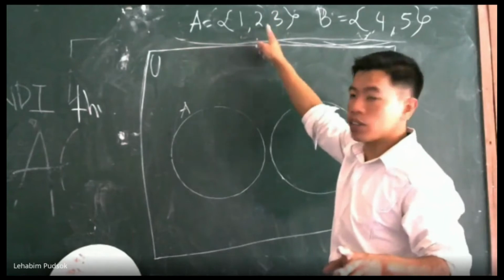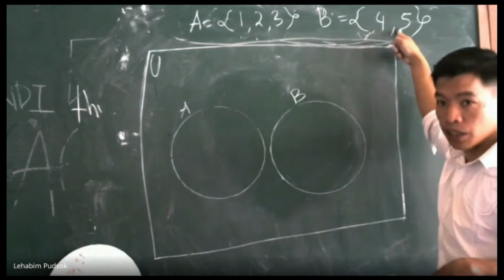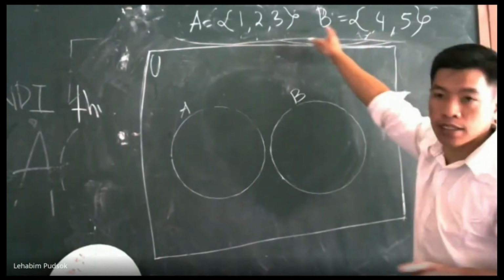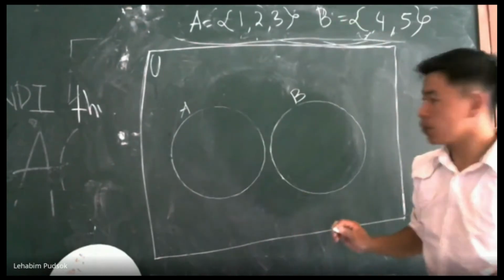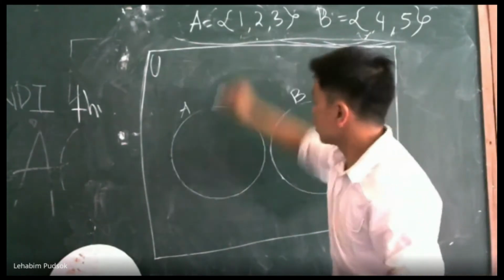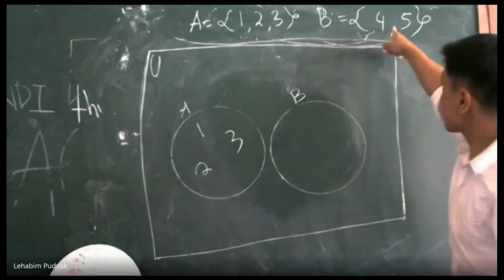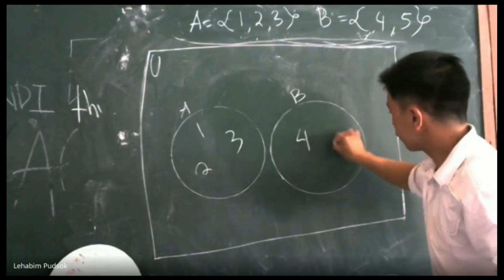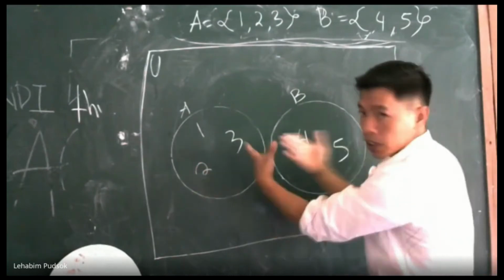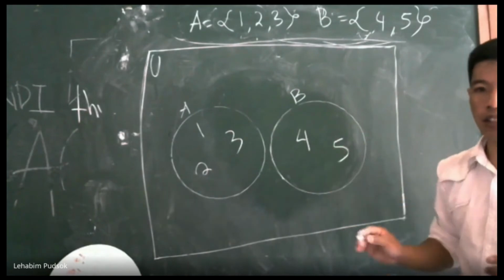There is no 4 here, there is no 5 here, there is no 1, 2, 3 here. Disjoint, they don't have the same element. So if you represent this in a Venn diagram, you just separate them. If this is set A, you put 1, 2, 3. If this is set B, this is 4, 5. They do not intersect. They do not meet. There are no common elements. That is a disjoint set.